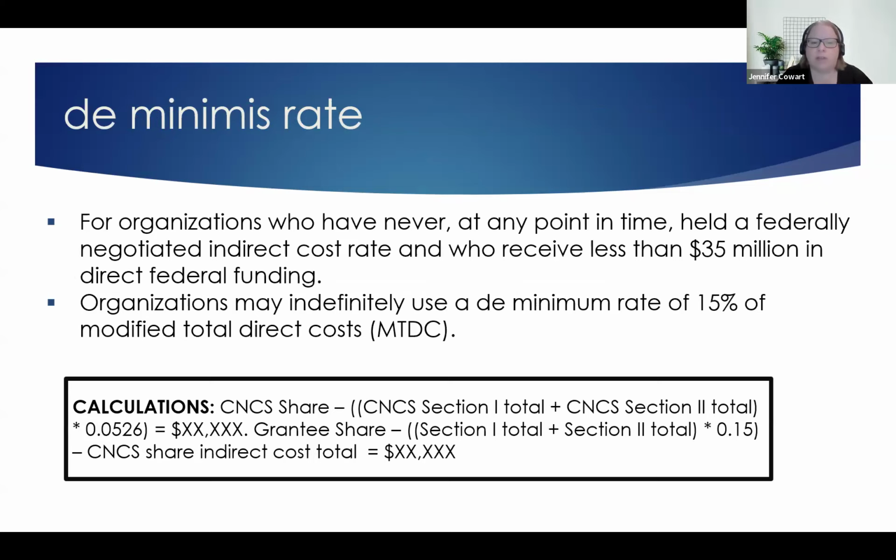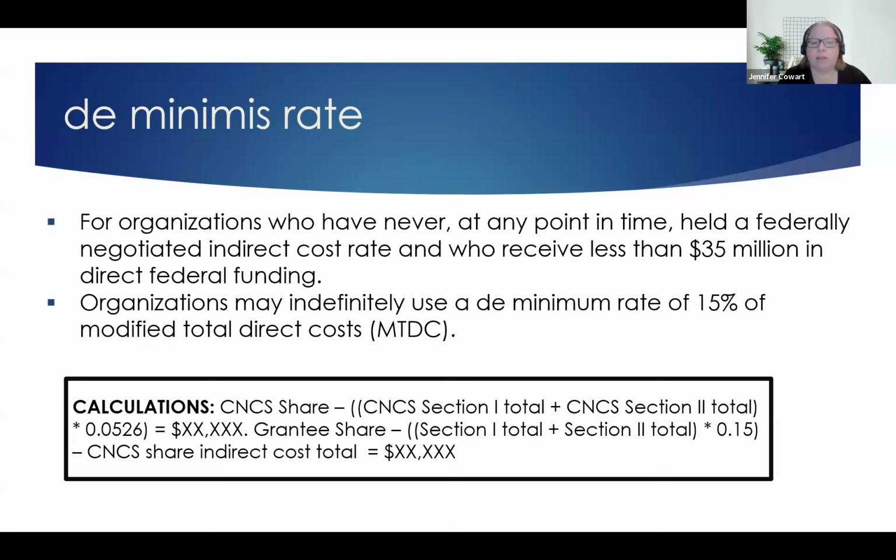And this is for organizations that have never at any point in time had a federally negotiated indirect cost rate and who receive less than 35 million in direct federal funding. Okay, you can indefinitely use a de minimis rate of 15% of modified total direct cost. If you use a de minimis rate on any federal grant, you have to use it on all federal grants. Okay, so that's really important to understand.